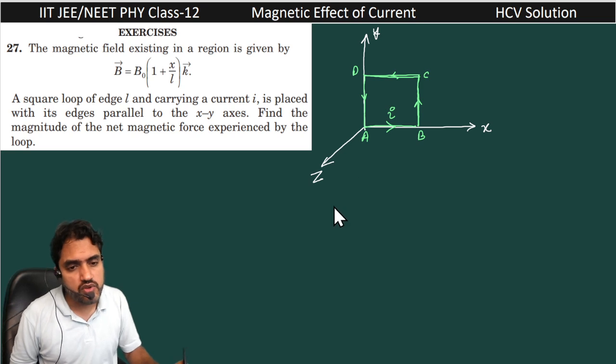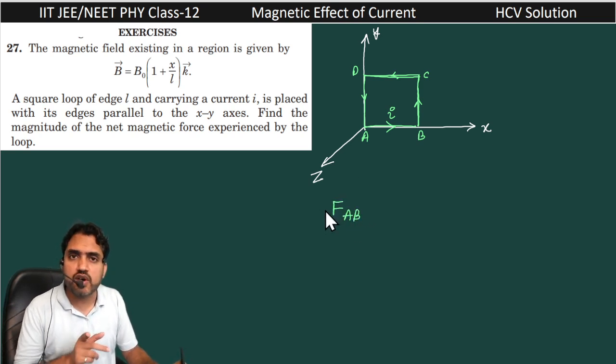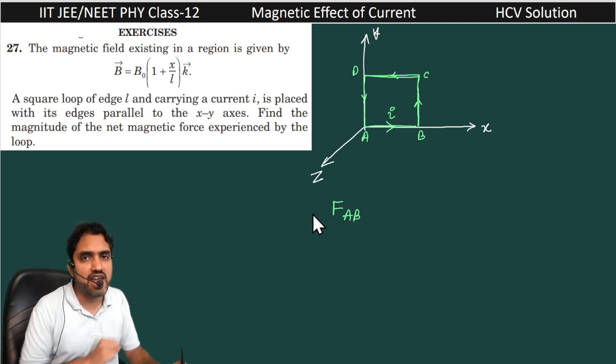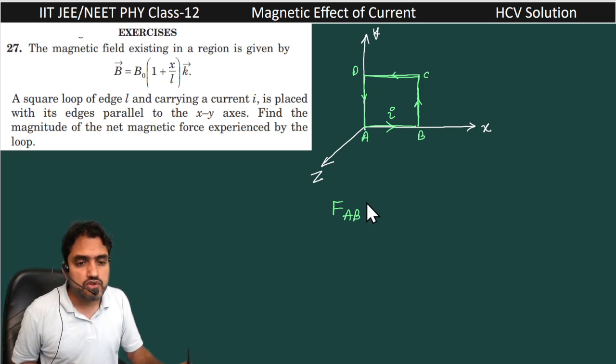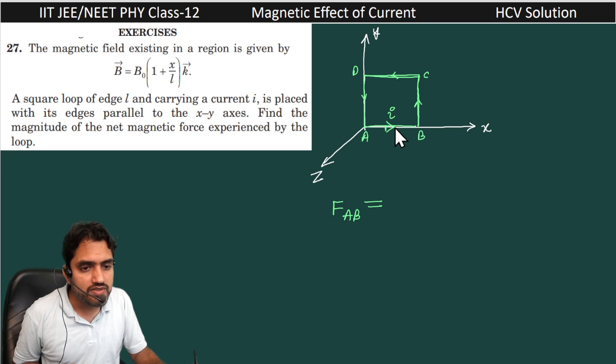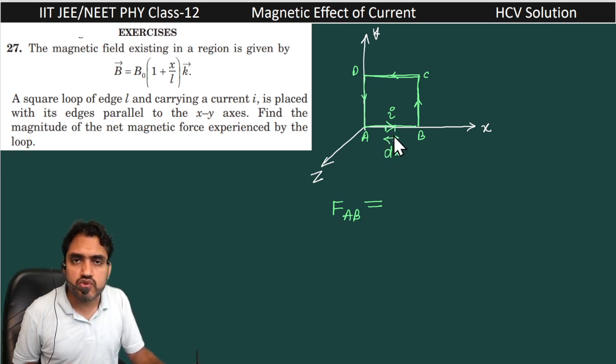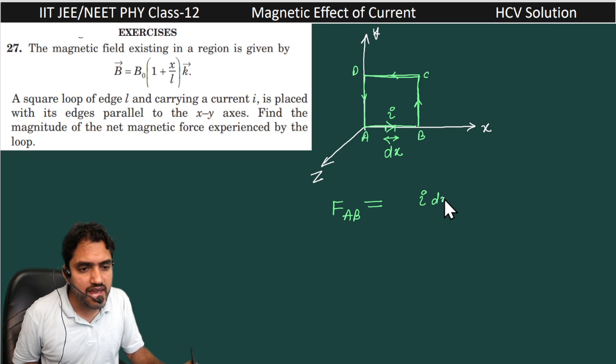So, first we are talking force on AB, and to find the force on AB, we are moving in x direction. And this magnetic field is variable, so you have to do the integration. Okay, so first we are taking the differential part, that is the dx. So force on this differential part dx is I into dx into magnetic field B.